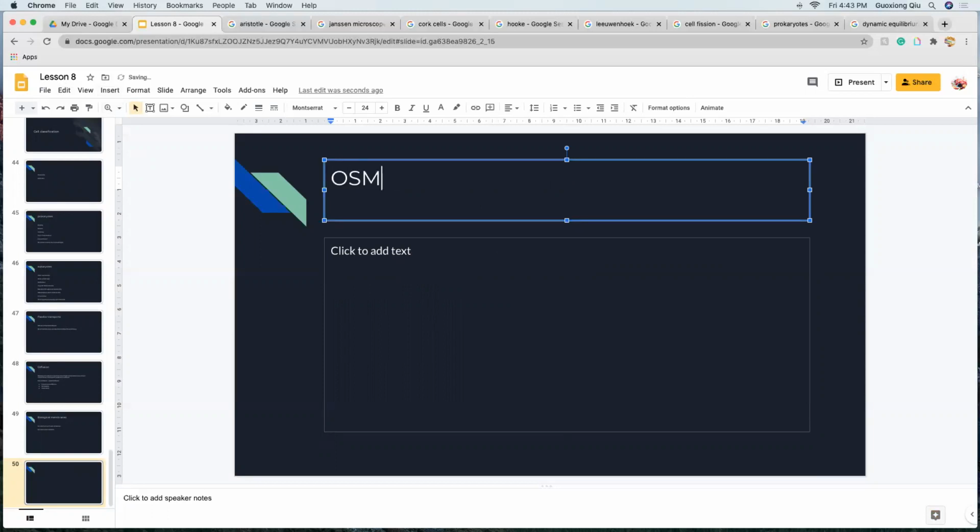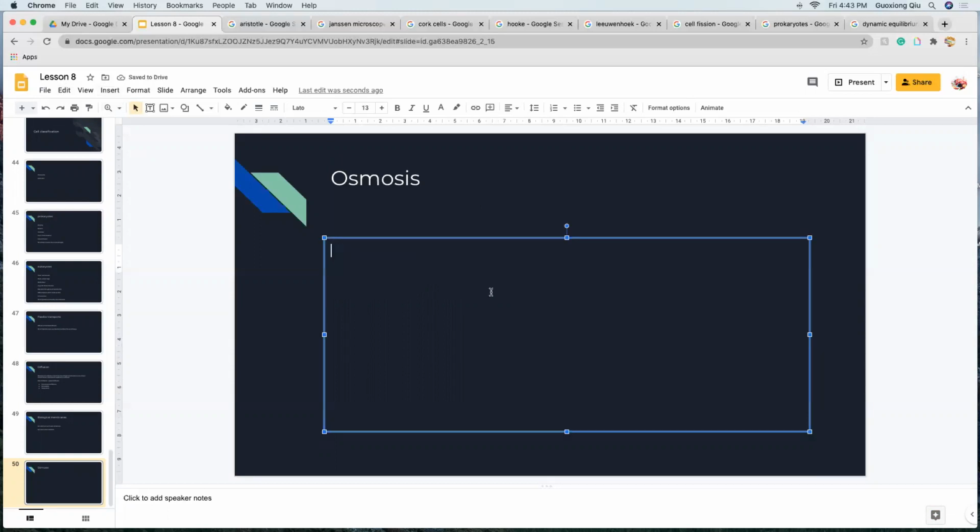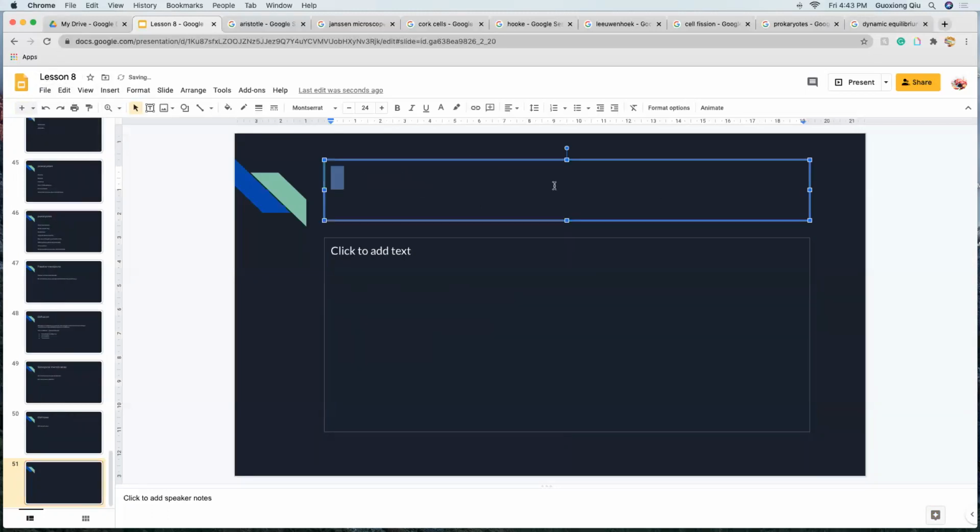Osmosis. Osmosis is diffusion, but water. Because water is special, it gets its own name for its diffusion. Yeah, that's it. That's all there is. That's the definition of osmosis.